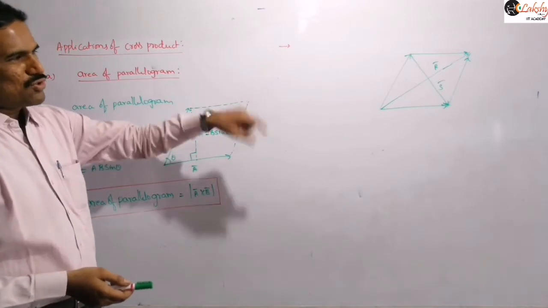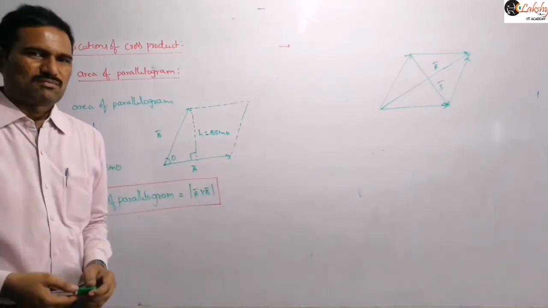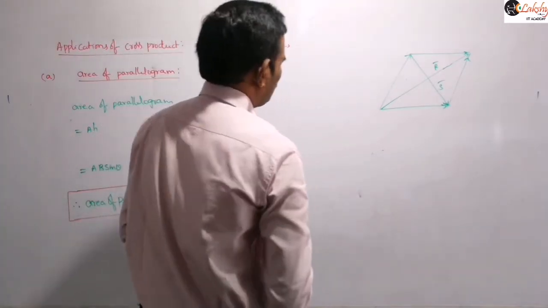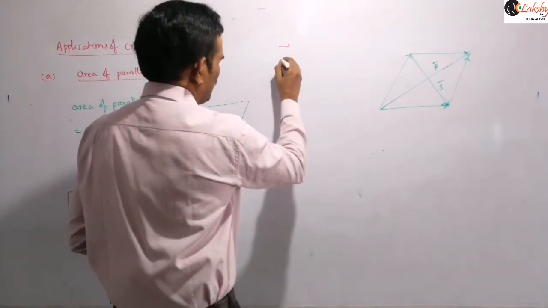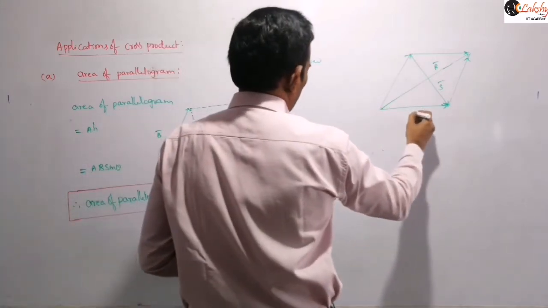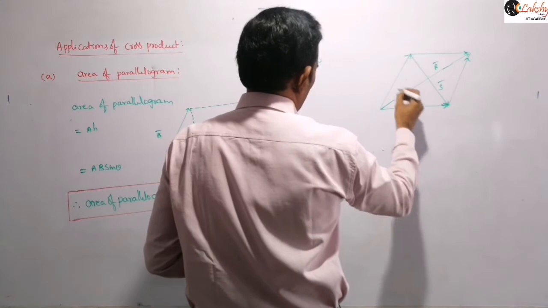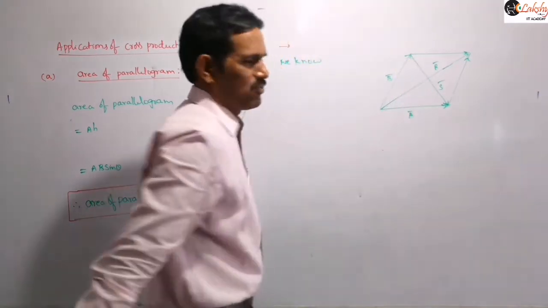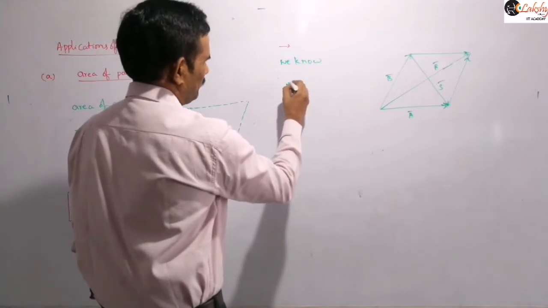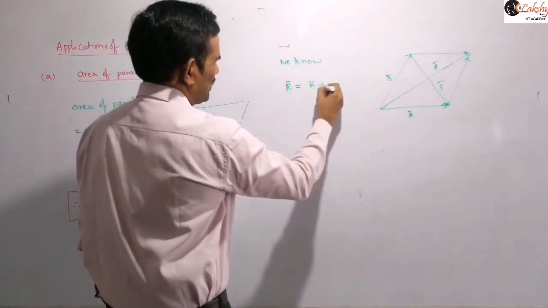Now if, instead of giving the sides, diagonals are given, then we know that the longer diagonal can be written as follows. Suppose this value I am taking as A bar and this value as B bar, for example, then R bar can be written as A bar plus B bar.